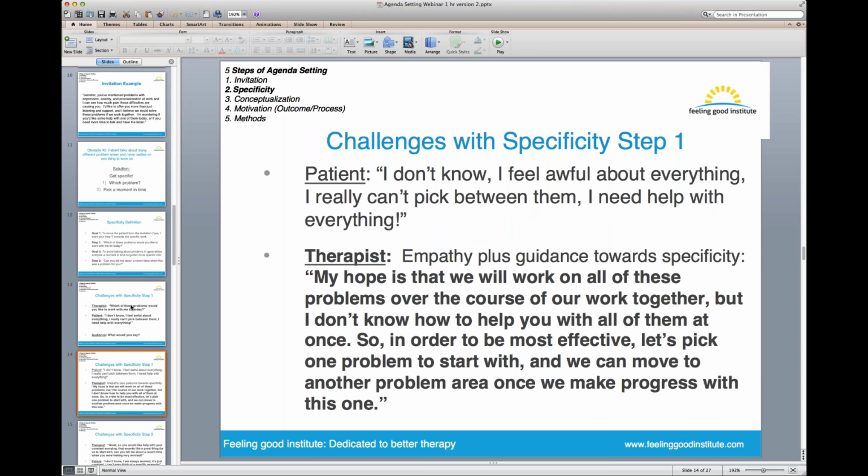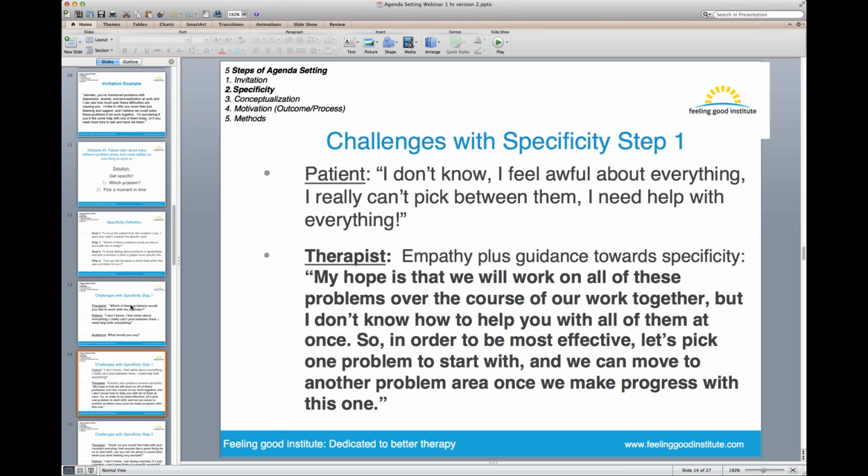Okay. So the patient says, I don't know, I feel awful about everything, I can't really pick between them, I need help with everything. My response to that is empathy plus guidance toward specificity. I definitely err on the side of asking which one is more of a problem for you. But first, I wanted to share with them, because in some ways you can think about failure to pick a problem as a form of resistance too. Like, I want to stay general. I just can't pick. I don't know. I can't decide. It's so hard.